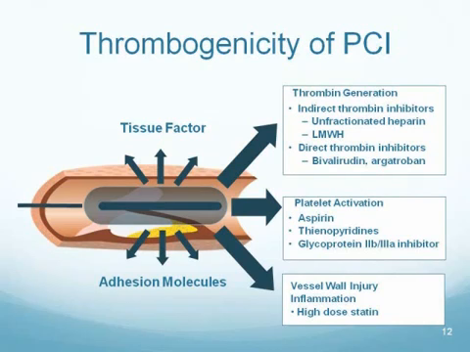And by doing that, we release tissue factor and other molecules. And this stimulates thrombin generation and platelet activation, and usually, particularly in patients with acute coronary syndrome, there's a lot of inflammation around this vulnerable plaque. And so we treat these patients with anticoagulants, either indirect thrombin inhibitors or perhaps direct thrombin inhibitors. We use antiplatelet agents, and we give high-dose statins.